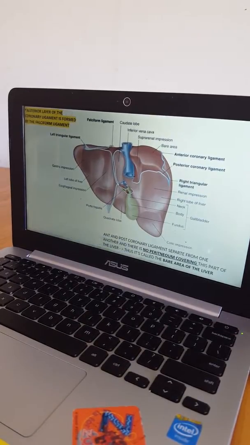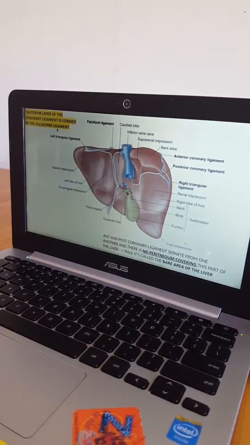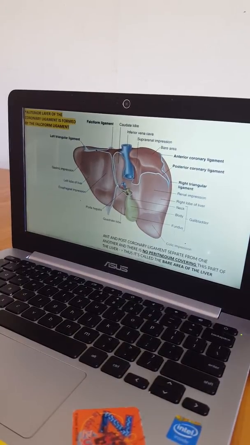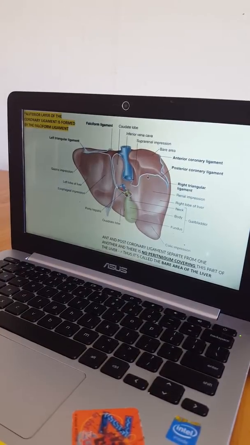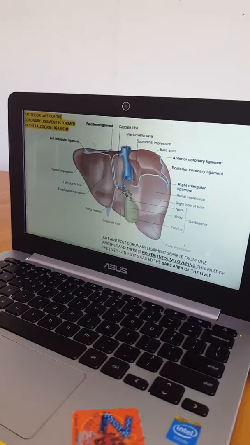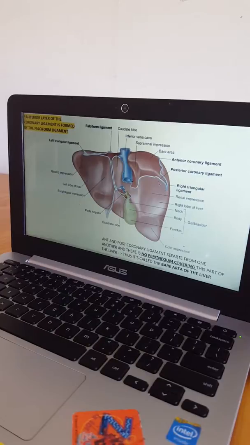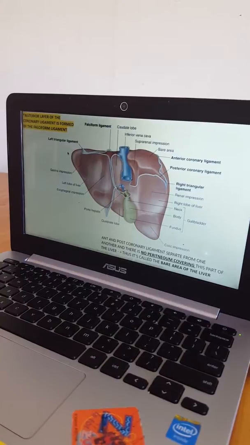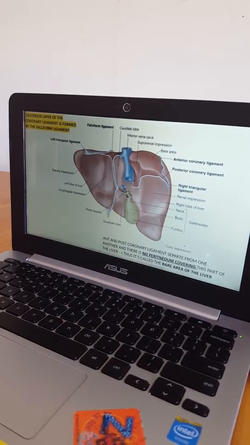Okay, so now the anterior layer of the coronary ligament is formed by the falciform ligament. So this is the falciform ligament, right? It's coming here, and then this is the left triangular, this is the right triangular, and this is the posterior coronary ligament. Basically, the coronary ligament has been named differently at different locations because of its attachment. If it is anteriorly placed, it is called anterior coronary. It is posterior, and if it goes to the right, we call it right triangular. If it goes to the left, we call it left triangular. And this anterior layer is basically formed by the falciform ligament.